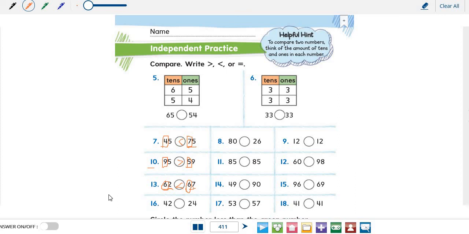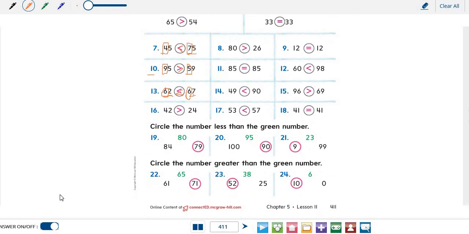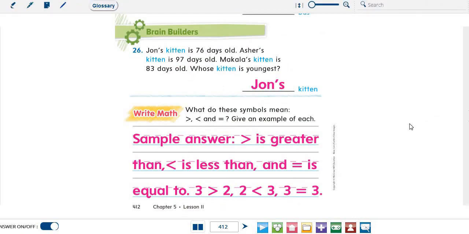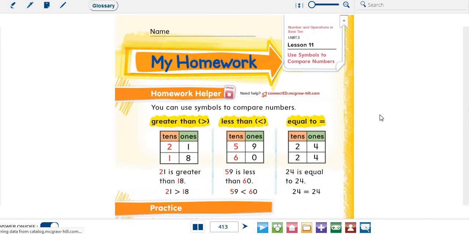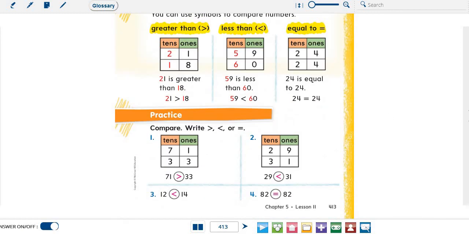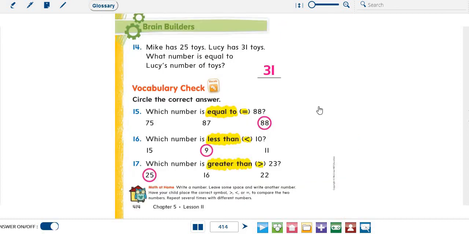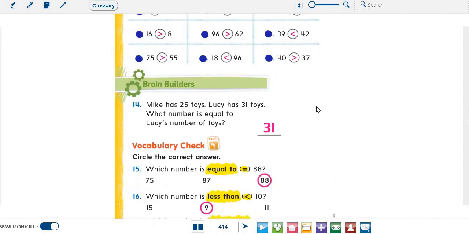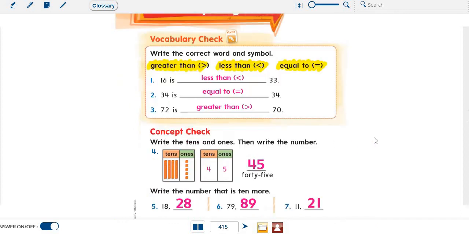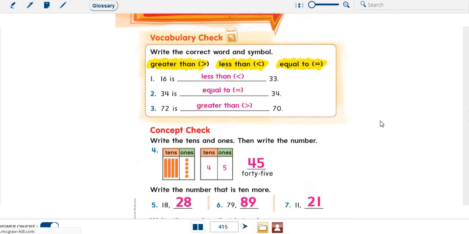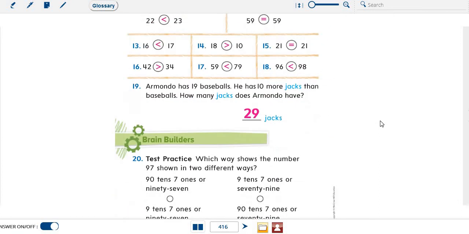Now it's your turn, grade 1. So please try to solve these questions by yourself, and then when you finish, you can check your answers here. Same for the next page, you can check your answers here. Next page is your homework, grade 1. So please try to solve it by yourself, and then when you finish, you can check your answers here. This is for page number 414. And here you can check my progress. Page number 415 and page number 416.